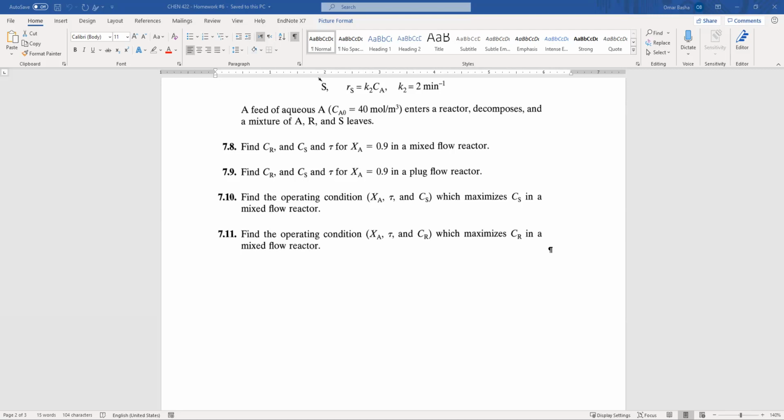Okay, let me go back to the whiteboard. Zoom is crashing too much. One second. Find the operating condition which maximizes CS in a mixed flow reactor. Right. Let me make sure I'm sharing. Okay.